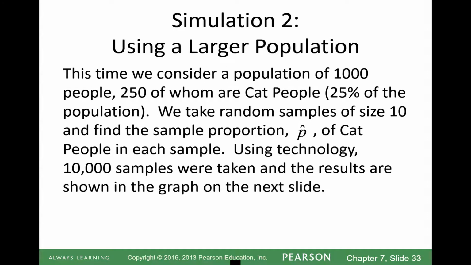Simulation 2. This time we consider a population of 1,000 people, 250 of whom are cat people. That's 25% of the population. We take random samples of size 10 and find the sample proportion, p hat, of cat people. Using technology, 10,000 samples were taken and the results are here. So 10,000 samples of size 10 were taken.